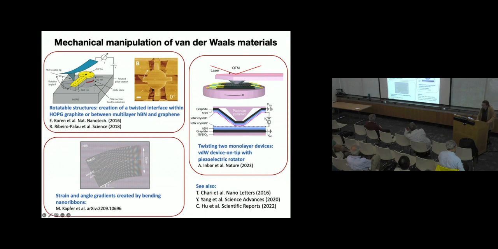There's some really beautiful work that recently came out of Cory Dean and Jim Hone's groups at Columbia, where they were able to demonstrate strain and angle gradients that you can create by bending graphene nanoribbons. And also just this year, there was some really creative work that came out of Shahal Ilani's group in Israel, where they were able to achieve angle-resolved tunneling in a moiré system by looking at two independently contacted monolayer flakes.